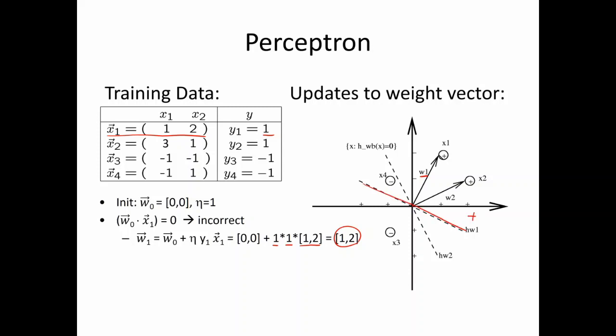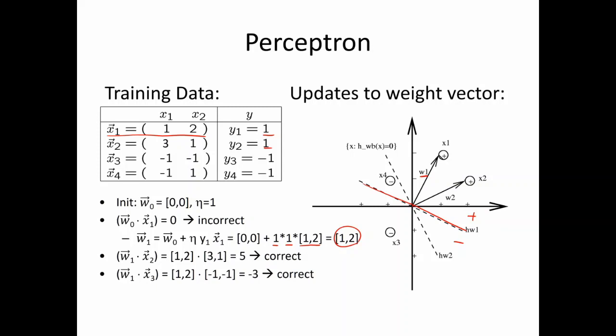So after looking at the first example, our decision boundary looks like this, positive and negative. And we look at the second example, and when we take the dot product, we get a positive value, and the true class is also positive, so it's correct. So we don't update our weight vector. When we look at the third example, we take the dot product, which gives us a negative value, and the true class is also negative. So the classification was correct, and we don't update the weight vector.